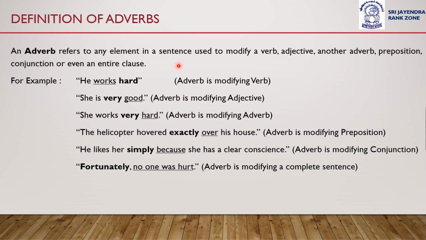An adverb refers to any element in a sentence used to modify a verb, adjective, another adverb, preposition, conjunction, or even an entire clause. Okay, I hope this is clear to you as I have also given the examples. He works hard. Here, adverb is modifying verb, alright? Similarly, I have also mentioned examples for adjective, adverb, preposition, conjunction, and also complete sentences. So I hope this definition of adverb is clear to you all.